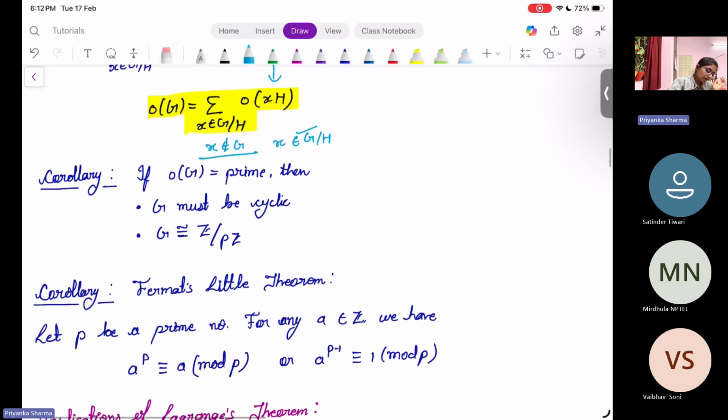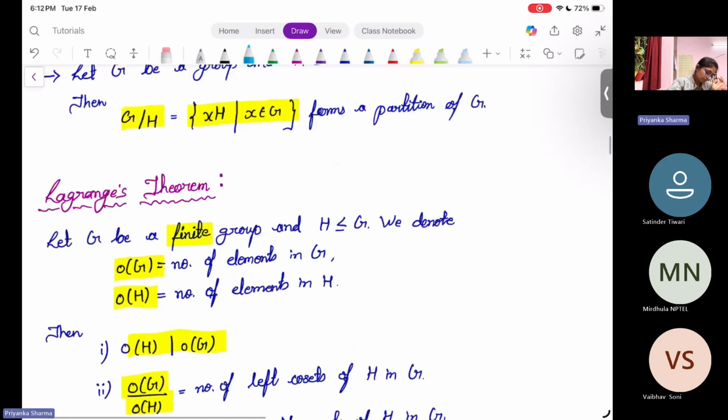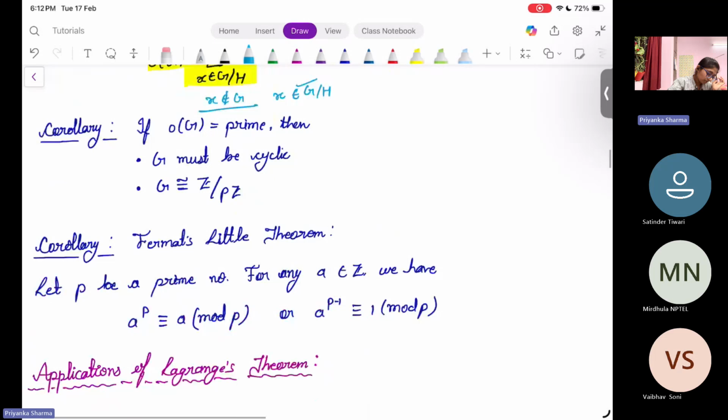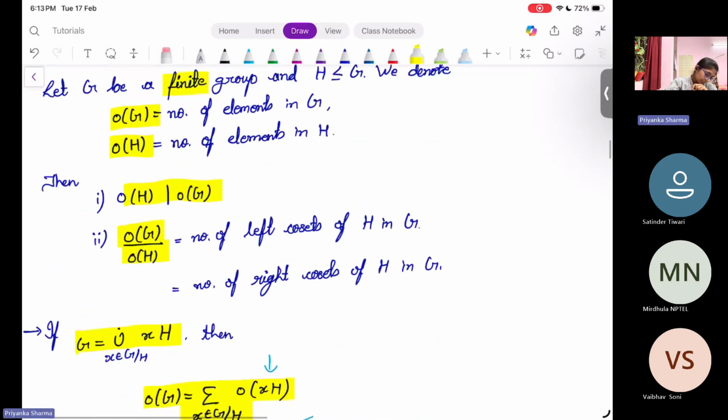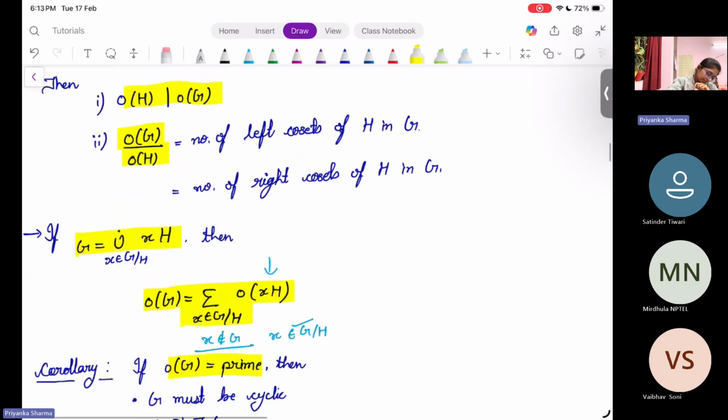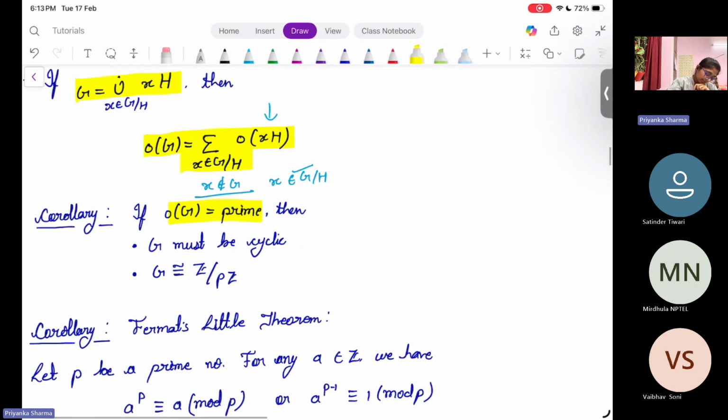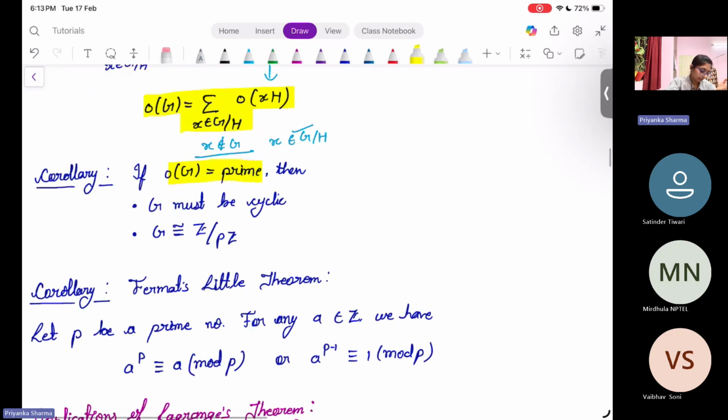Now there are some corollaries of this Lagrange's theorem. The first one is, if order of G is prime, then G must be cyclic. Initially we assumed that G is finite. That is, G is a finite cyclic group. Then obviously G will be isomorphic to Z over pZ.